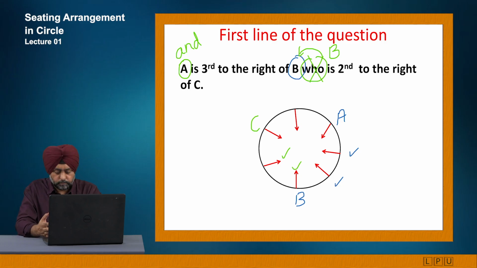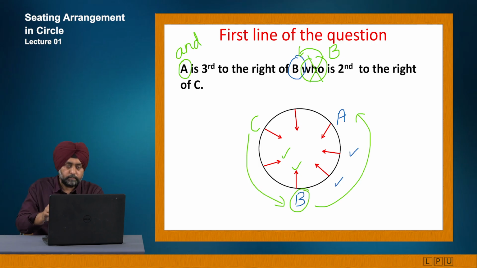Let us see the statement again. Statement says A is third to the right of B. Yes, A is third to the right of B. First, second, third. Who means B is second to the right of C. The first line: sometimes the students will make C here or sometimes they will make C here. This is wrong. The only mistake you will make is in the first line. If you make the first line properly, the whole circle will be right, guys. 90% of the students make mistakes in the first line only.